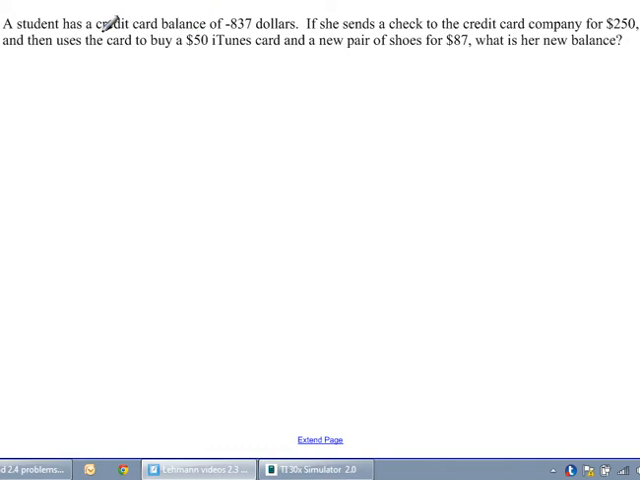Student has a credit card balance of negative $837. So there's their balance. And I'm going to summarize that information down here. I'm going to get all the information out of the problem, and I'm going to write it in my own words. And I'm going to organize it to help me understand what's going on. So that's her current balance.